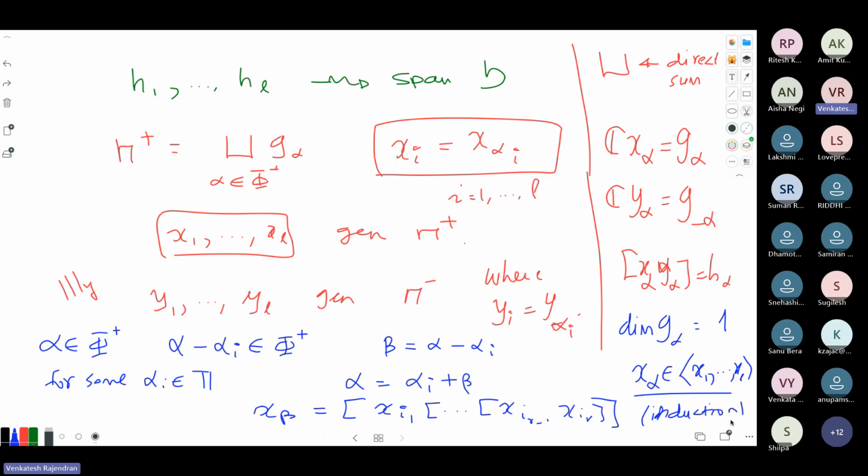So you can just assume this to be the case. So then if you take x alpha, you know that the bracket of x alpha_i, x beta must be non-zero and it must be an element of your space.